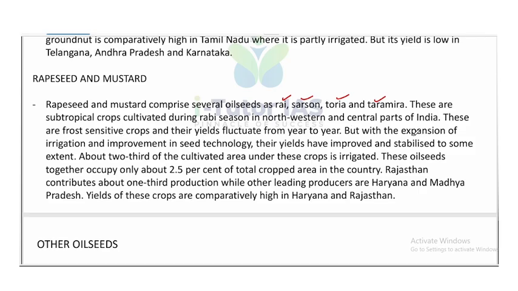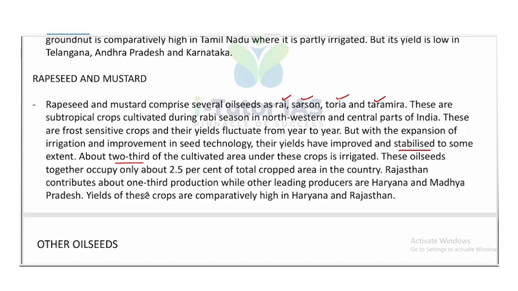But with the expansion of irrigation and improvement in seed technology, their yields have improved and stabilized to some extent. About two-thirds of the cultivated land under these crops is irrigated. These oilseeds together occupy only about 2.5% of total cropped area in the country. Rajasthan contributes about one-third of production, while other leading producers are Haryana and Madhya Pradesh. Yield of these crops is comparatively high in Haryana and Rajasthan.